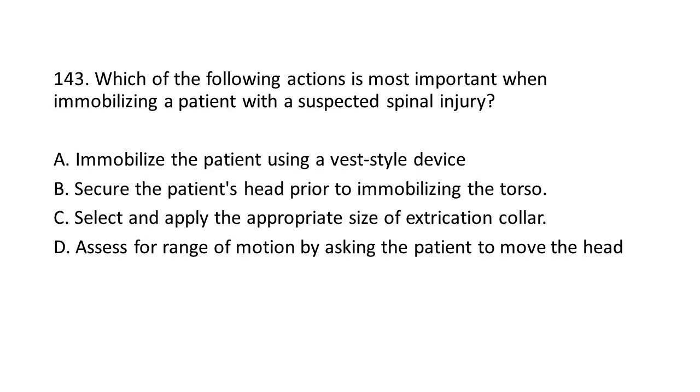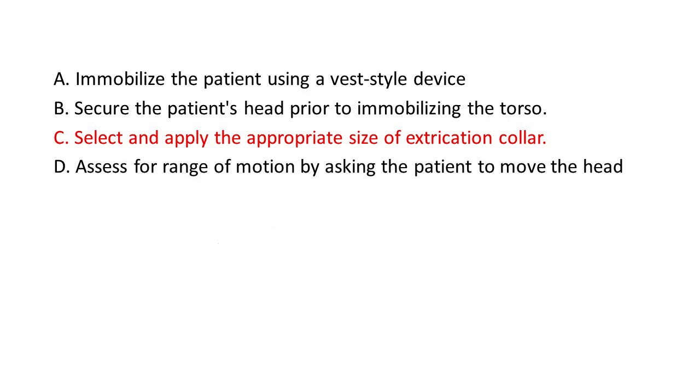143. Which of the following actions is most important when immobilizing a patient with a suspected spinal injury? A. Immobilize the patient using a vest-style device. B. Secure the patient's head prior to immobilizing the torso. C. Select and apply the appropriate size of extrication collar. D. Assess for range of motion by asking the patient to move the head. The answer is C. Select and apply the appropriate size of extrication collar.